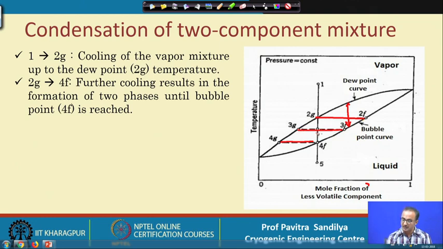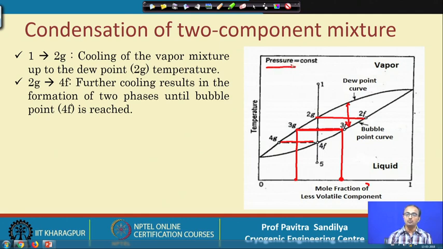And in this figure, if I look at any of these horizontal lines, that particular line represents a constant temperature region, and wherever it intersects the dew point curve and the bubble point curve, corresponding to the dew point curve we get the composition of the species in the liquid phase, and corresponding to the point intersecting the bubble point curve, we get the composition of the same species in the vapor state at the particular temperature and at a given pressure.